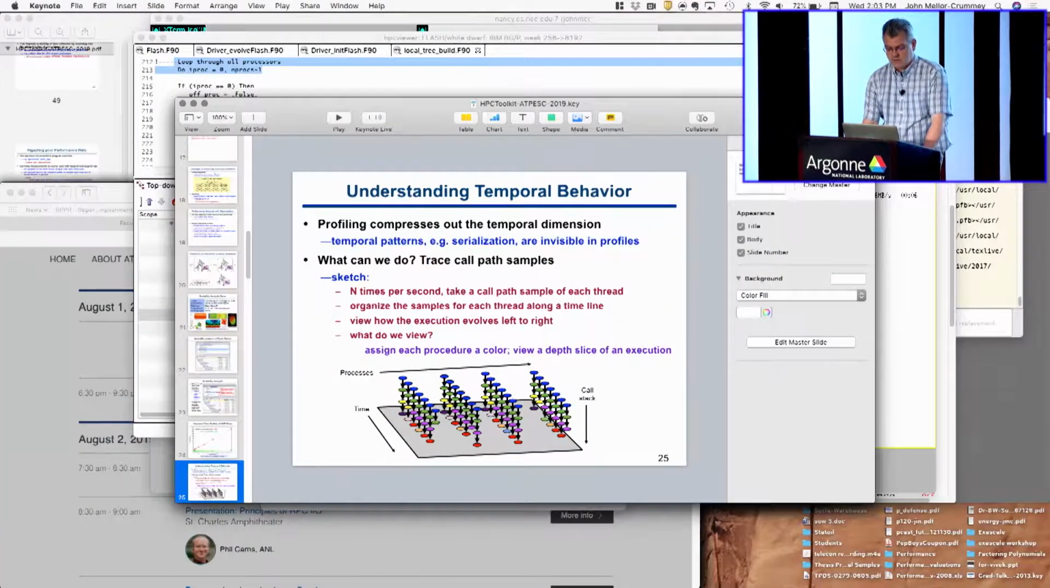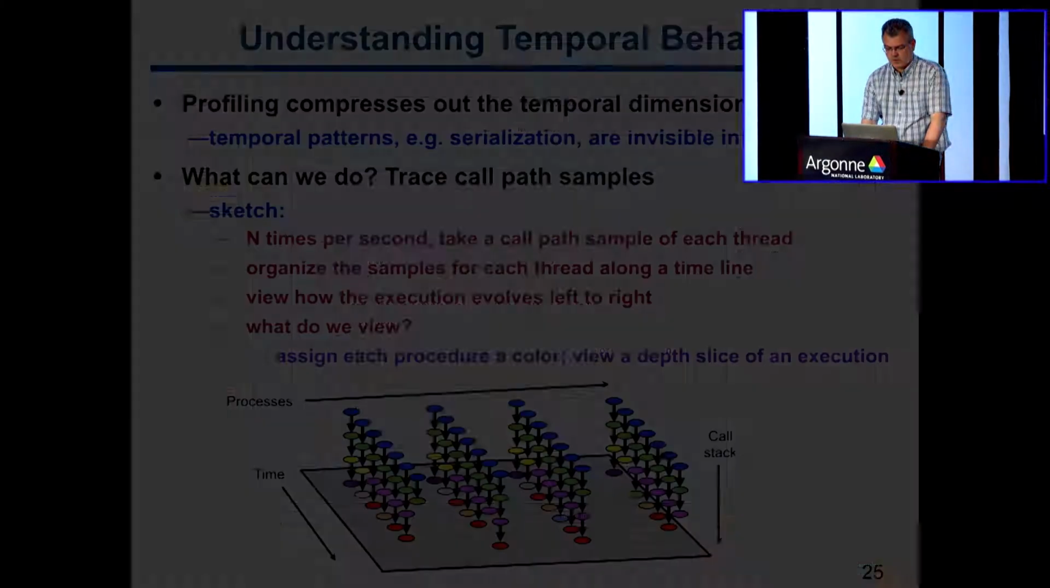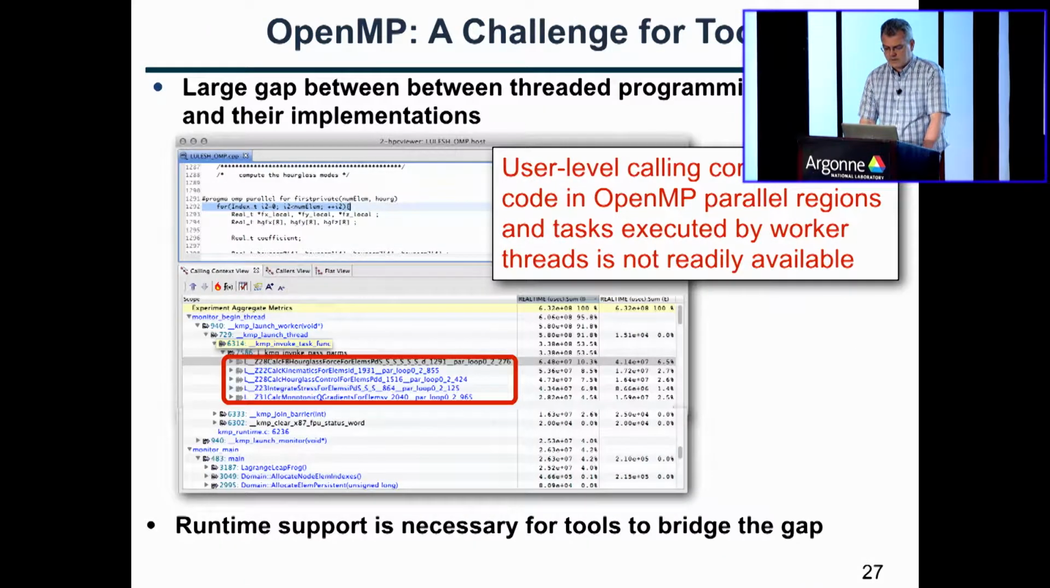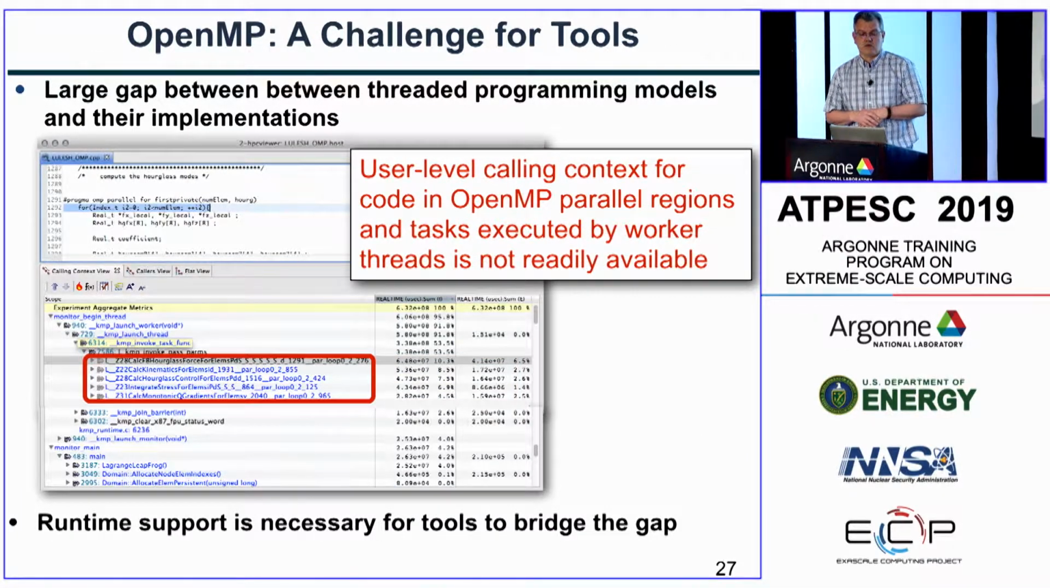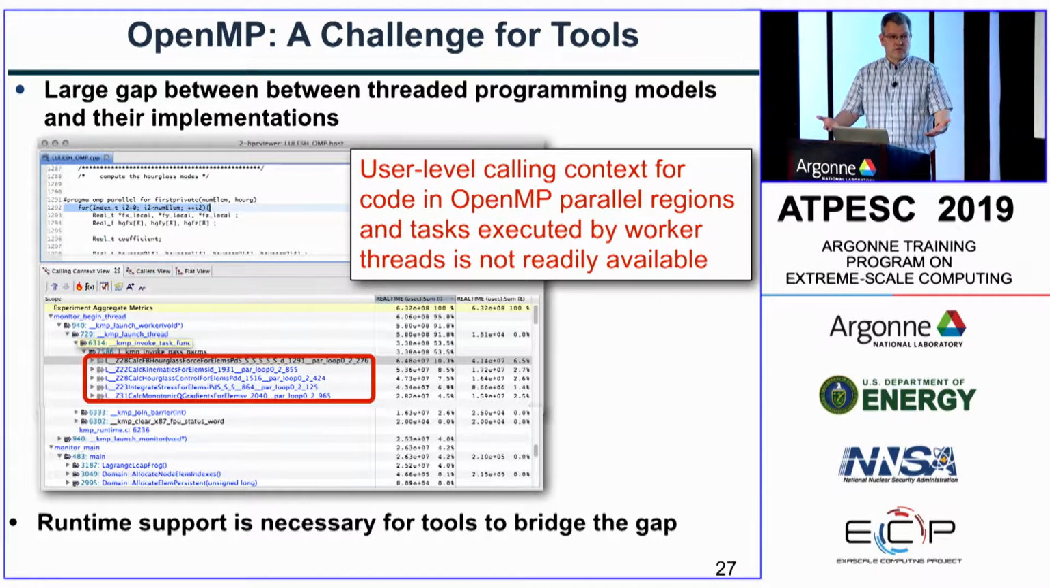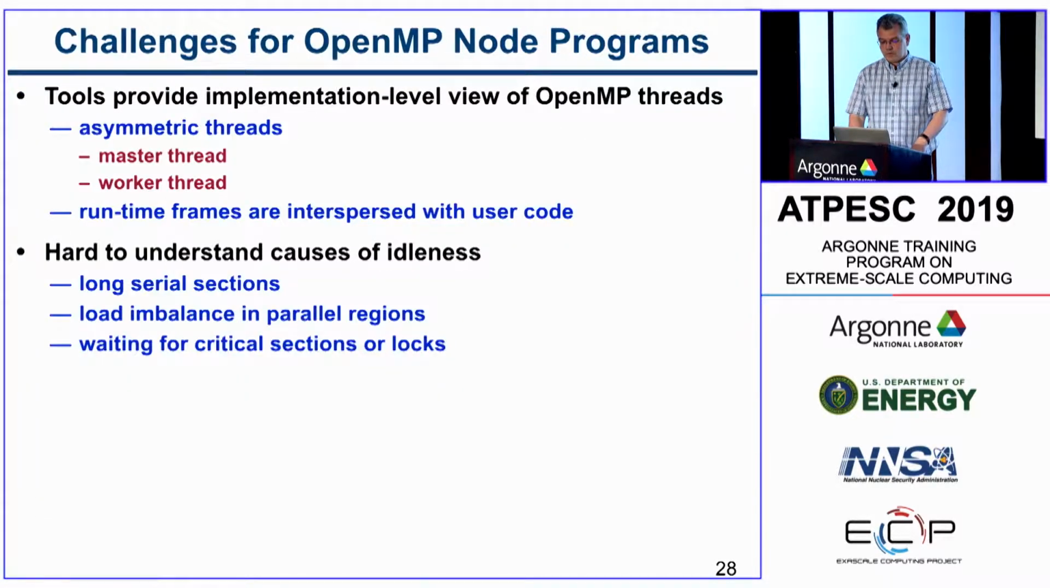All right. My time is slipping away. Another thing that we have is some support for OpenMP. There's a large gap between threaded programming models and their implementations. I worked on the OpenMP Standards Committee for a while, and we defined a tooling interface for having the runtime system give us some information that allows us to relate the implementation level view that runs on the machine back to the source level view.